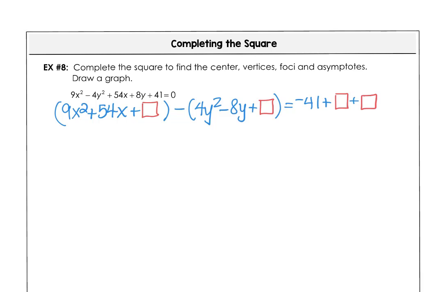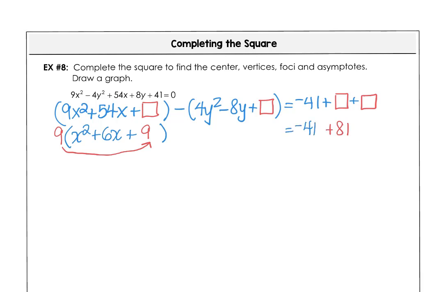So getting that set up, we have a 9 on the outside with an x squared plus 6x, and completing the square, half of 6 is 3. 3 squared is 9, but we're adding 9 times 9 to this side, so we're actually adding 81 to the right side in that case.